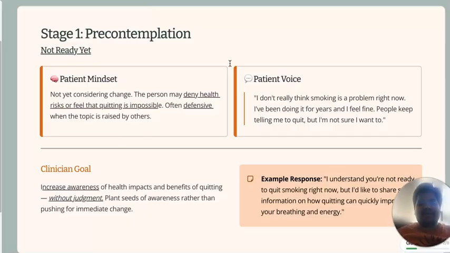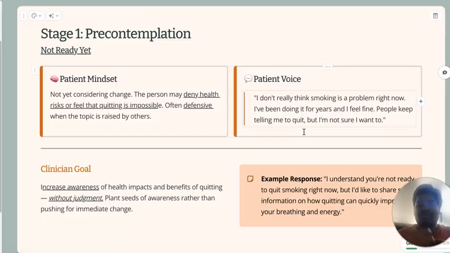Now, stage 1 is pre-contemplation. In this phase, the person is not ready yet. In the patient's mindset, he will deny health risks or feel that quitting is impossible. Often he becomes defensive when the topic is raised by others. For example, in terms of smoking, the patient will be like, I don't really think smoking is a problem right now. I have been doing it for years and I feel fine. People keep telling me to quit, but I'm not sure I want to.